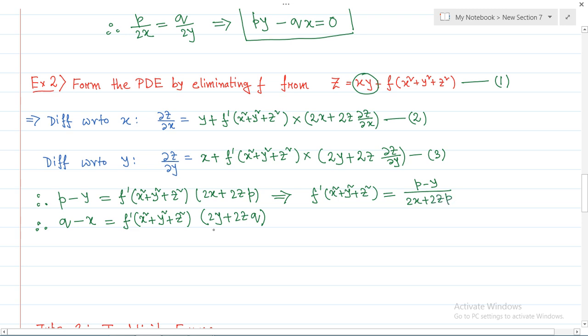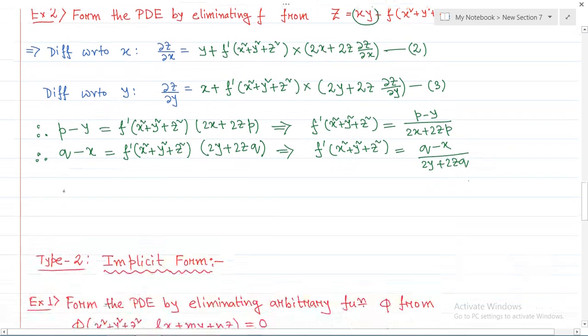Similarly from the second one, f dashed of x square plus y square plus z square can be written as q minus x upon 2y plus 2zq. So simply you have to equate these two, right? You will get the differential equation.